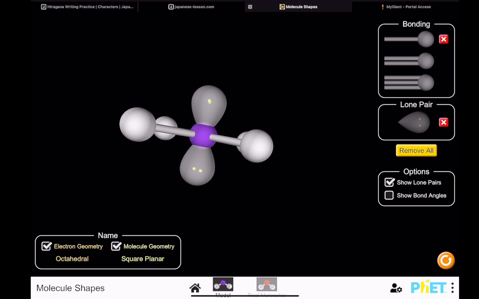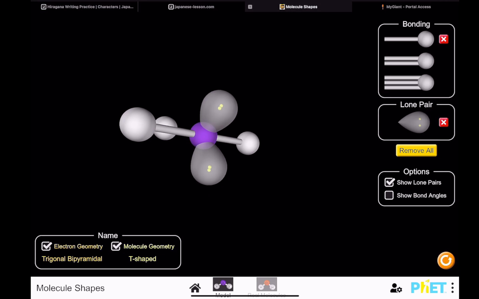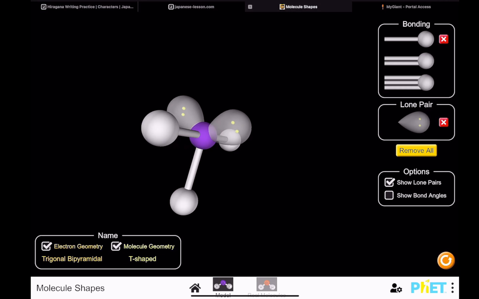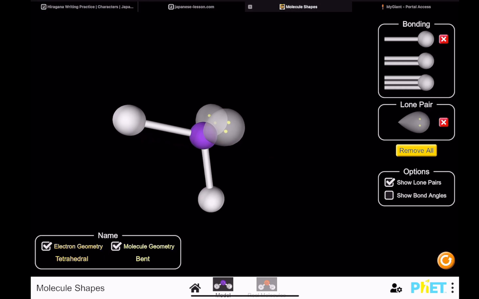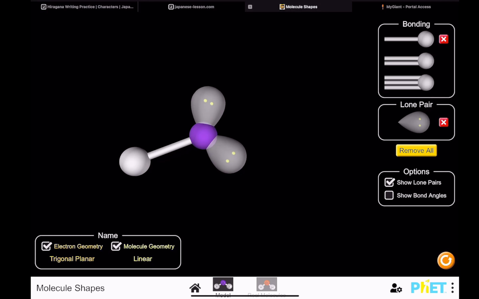So is this polar or nonpolar? Nonpolar. If I take one of these off, polar or nonpolar? Polar. Unevenly distributed lone pairs. Take another one off. Polar. That's weird.